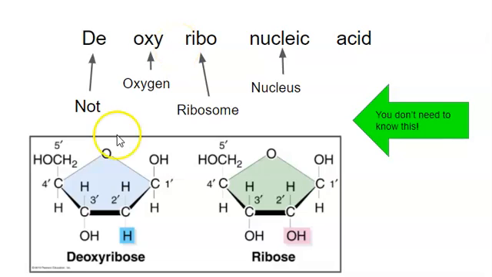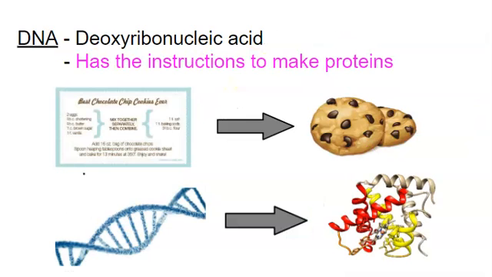The reason it says not oxygen is if we look at deoxyribose, this is part of the sugar that makes up DNA, it's missing an oxygen here, deoxy. Normally it looks like this and has an OH, an oxygen and a hydrogen. The sugar that's in DNA is missing that oxygen. Ribosome, ribo, that makes sense because proteins are made in the ribosome. And nucleic or nucleus makes sense because DNA is stored in the nucleus. So we know that DNA stands for deoxyribonucleic acid.